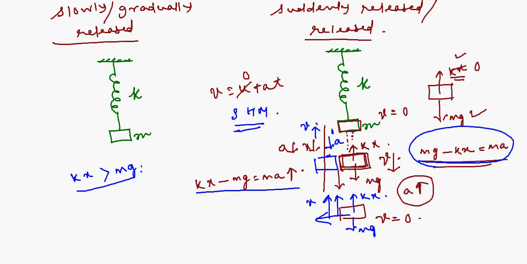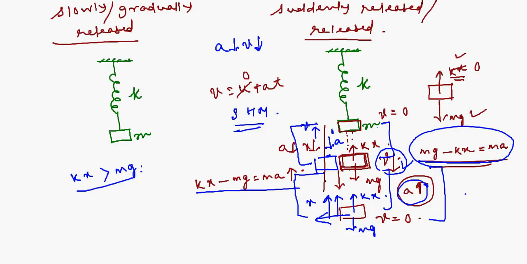Starts from here, goes down, gains velocity v. From here to here, the acceleration and velocity are in the same direction, so this part of the motion is an accelerated motion. Here, velocity is in the downward direction, acceleration is in the upward direction. When velocity and acceleration have opposite directions, this motion is called decelerated motion. Again, from here to here it's an accelerated motion, from here to here it's a decelerated motion.